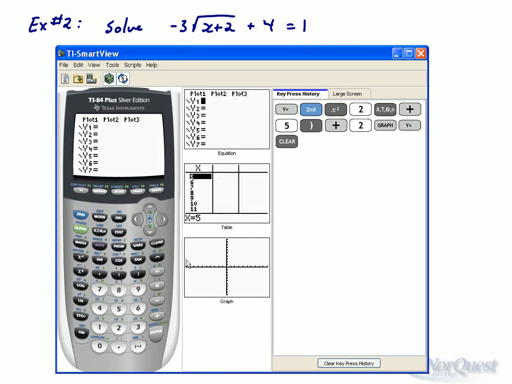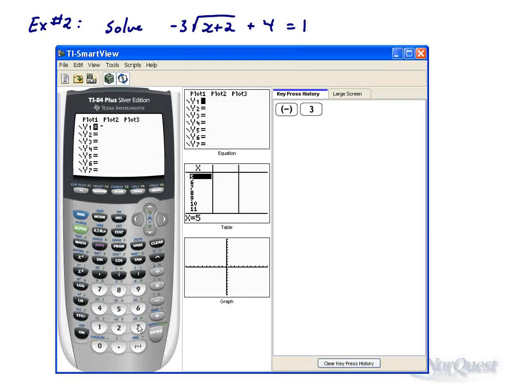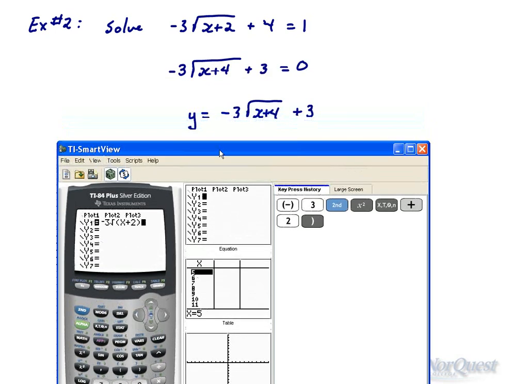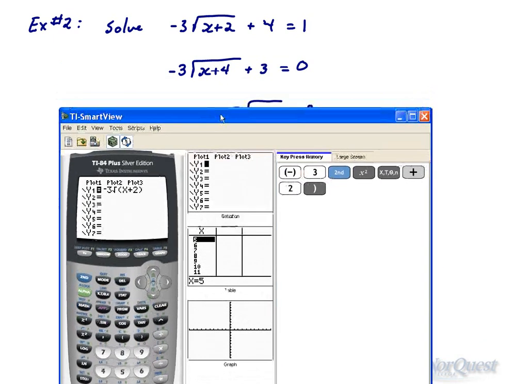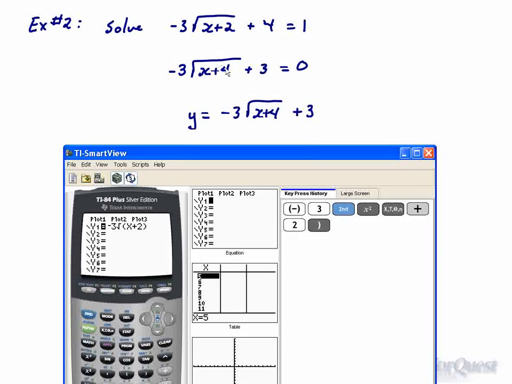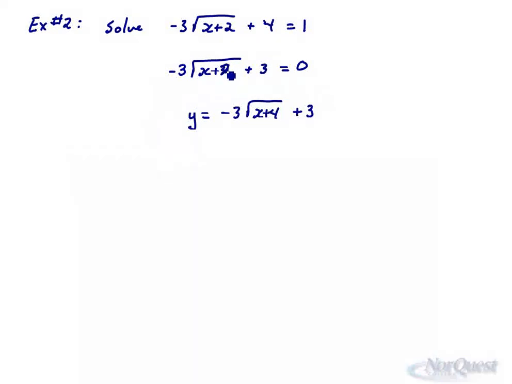So clear the original equation. Let's enter in negative 3, second function, square root. Actually, I'm going to clear my key history here and start over again. Negative 3, second function, square root x plus 2. Close the bracket. Do not forget to close your brackets in this case. Oh, actually I made a mistake here. Let me just fix this. This is actually supposed to be x plus 2. I'm not sure where I got that 4 from.